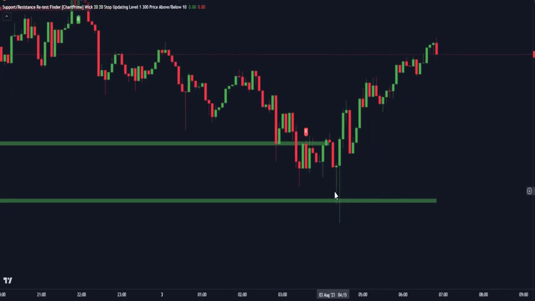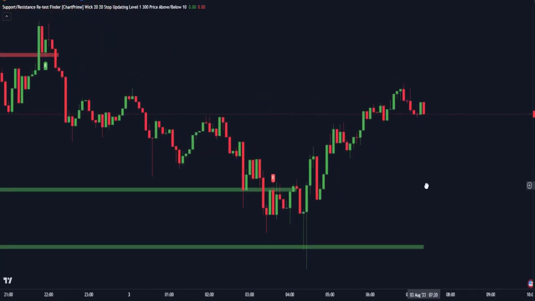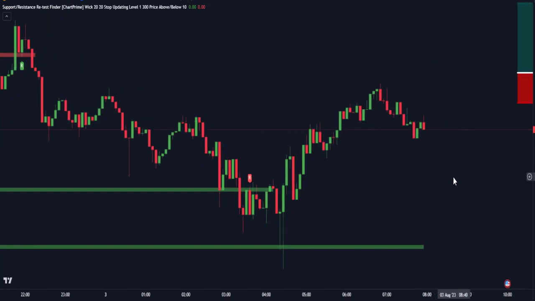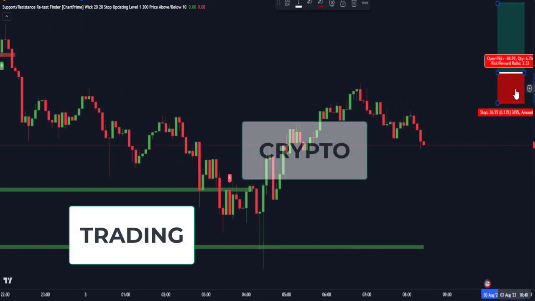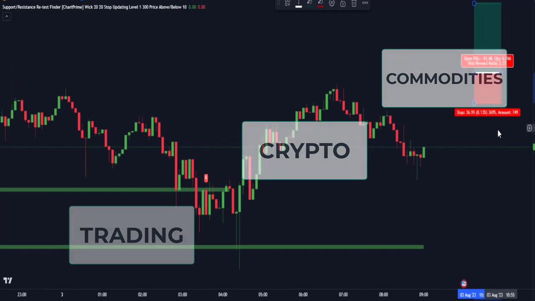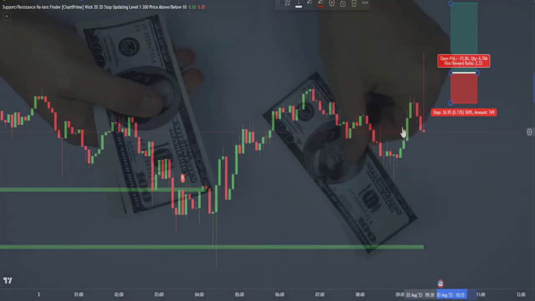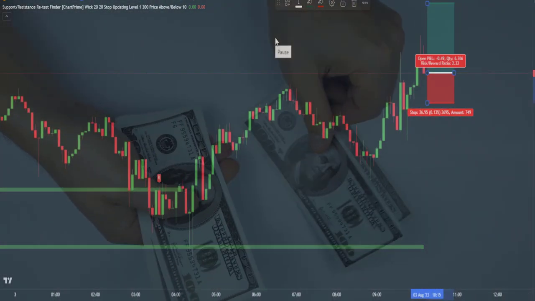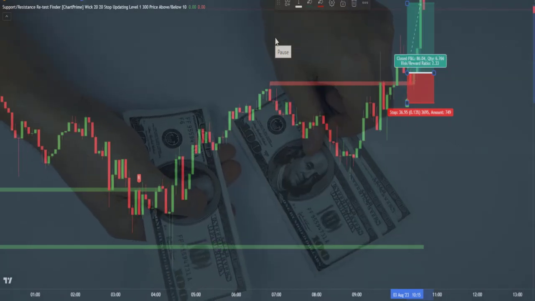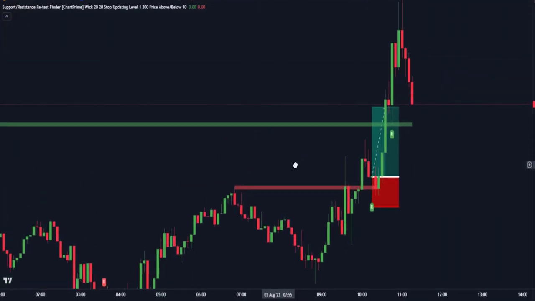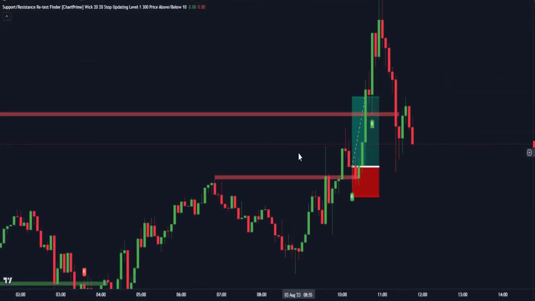The indicator is very easy and simple to use. This indicator works in all financial market, whether it's Forex, crypto or commodities. This AI indicator is so profitable if you understand how to use it correctly. So stay to the very end of this video because I'm going to be sharing in details everything you need to know about this indicator.